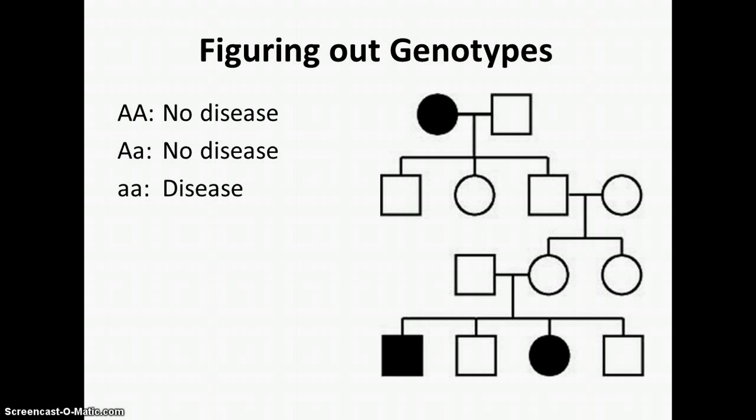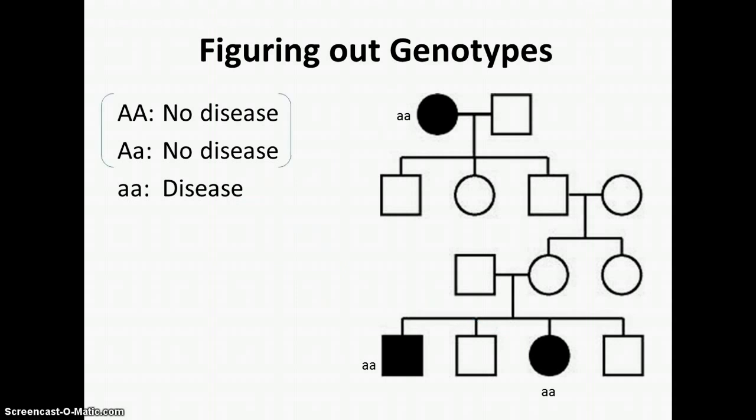Now my next step is to try to write these genotypes onto the pedigree. It's always easiest to start with the people who are little a. So in this case, those are the people with the disease, which means these three circles that are filled in, all of those people have the disease. So I know their genotypes are all going to be little a.